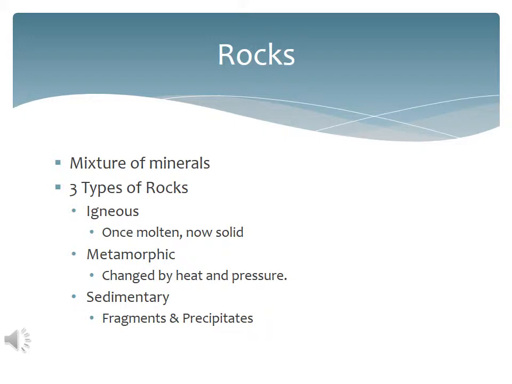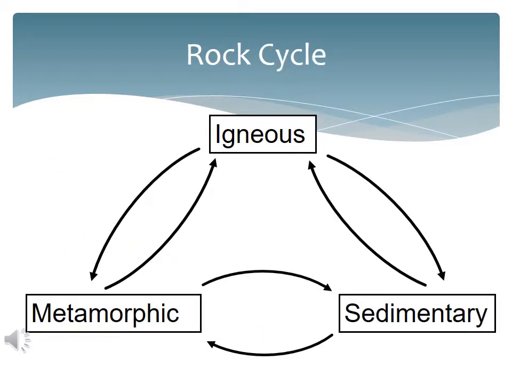The three basic types of rocks can all be interconverted. If you take sedimentary rocks or metamorphic rocks and melt them, you've now got an igneous rock. If you take an igneous rock or a metamorphic rock, erode it, then go through the process of lithification, you've now got a sedimentary rock. If you take an igneous rock or sedimentary rock, treat it with heat and pressure, you can generate a metamorphic rock.